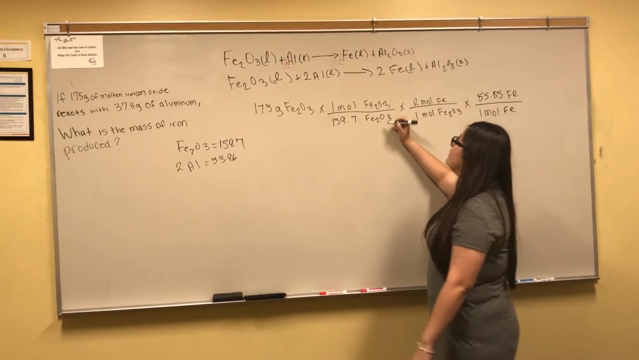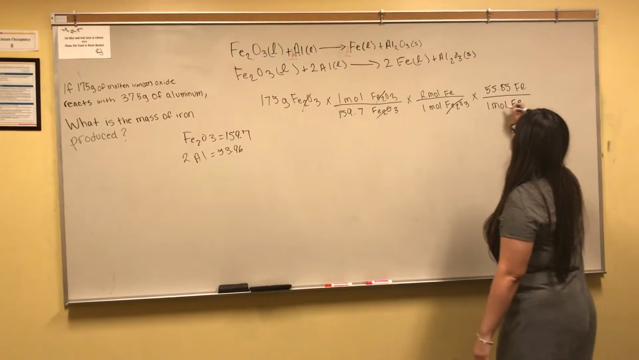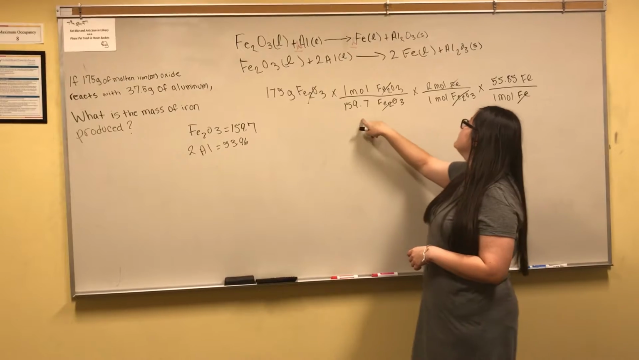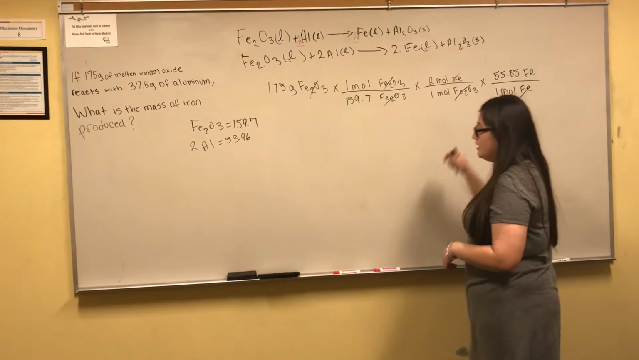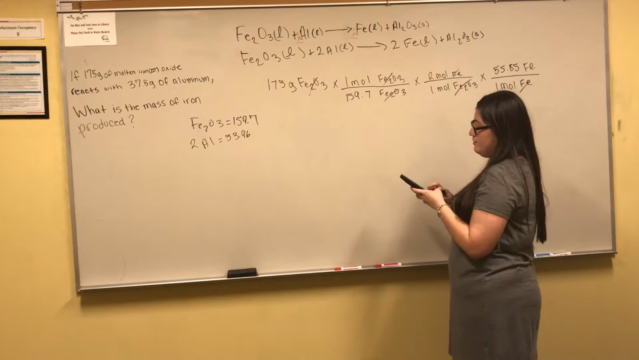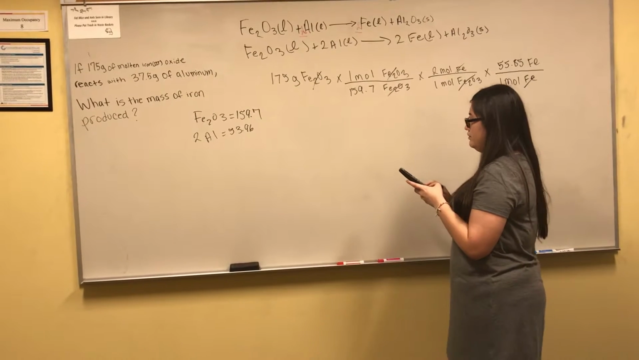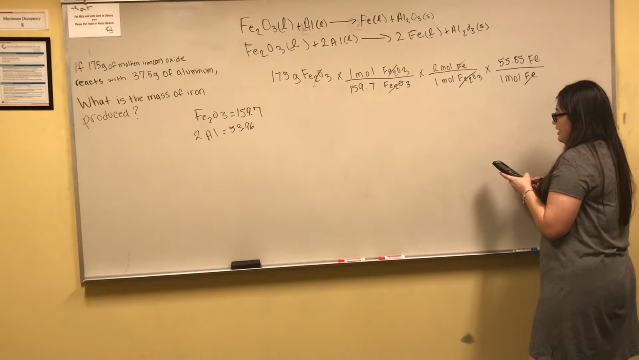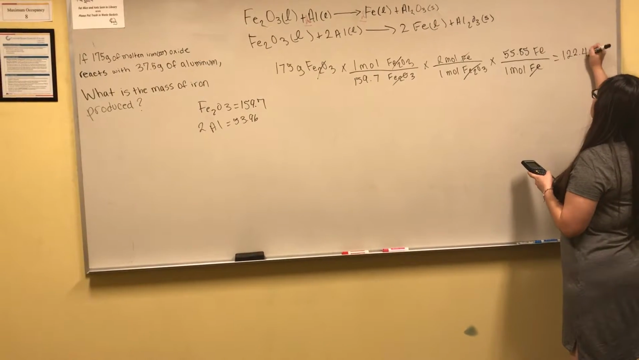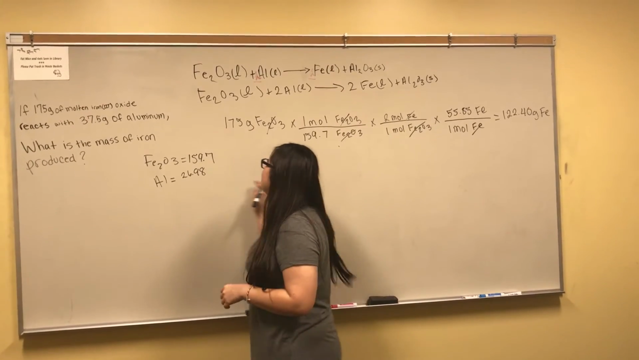So now you have to cross out the units. Then you divide and multiply: 175 divided by 159.7 times 2 times 55.85, which is 122.40 grams of Fe. And we're going to do the same type of problem with aluminum.